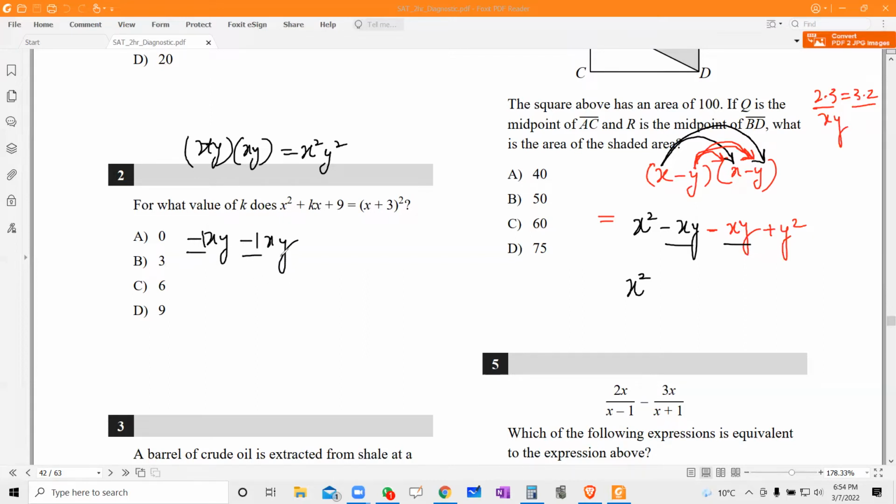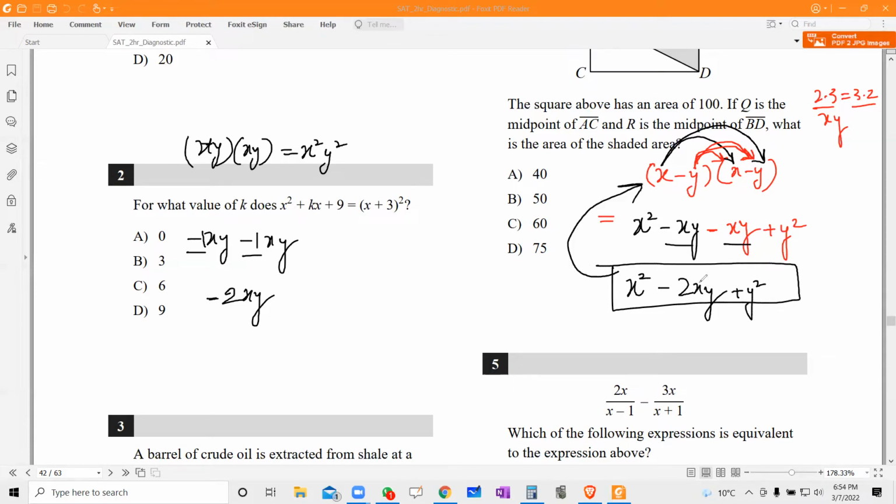How much is minus 1 minus 1? Minus 2. Minus 2xy. That's it. Exactly. Minus xy minus xy means minus 2xy, plus y squared. And this is the expanding of x minus y times x minus y.